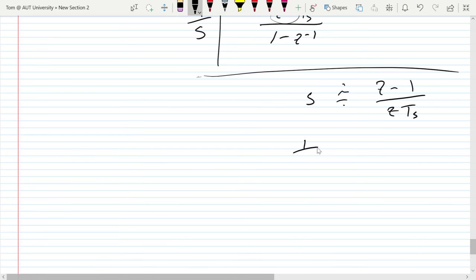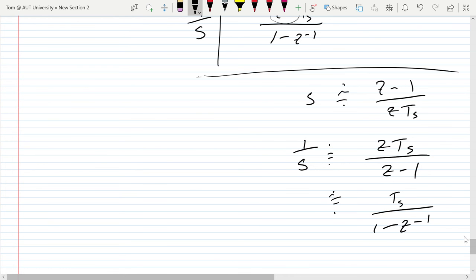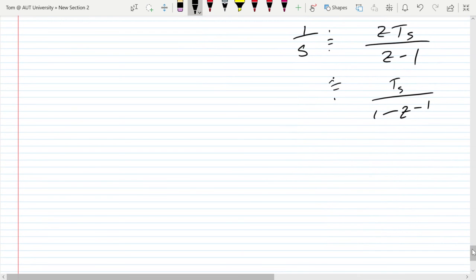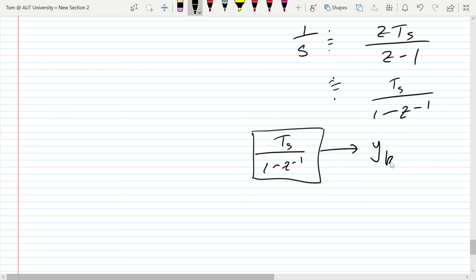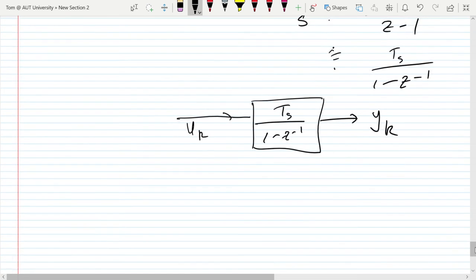So 1 upon S, the integrator, is equal to ZTS over Z minus 1, or that's also approximately equal to TS over 1 minus Z to the minus 1. That's even simpler still because there's no Z to the minus 1. So if we write that like that, and then we have Y is the output and U is the input, we can implement an integrator very easily, do the same kind of thing as before.